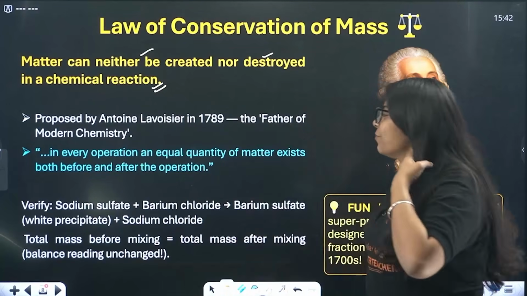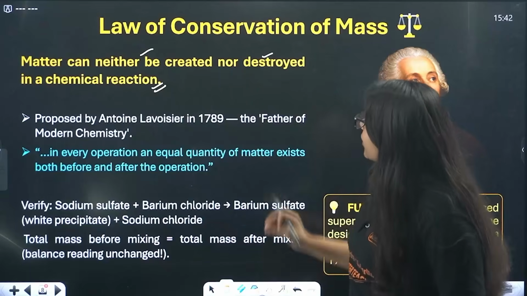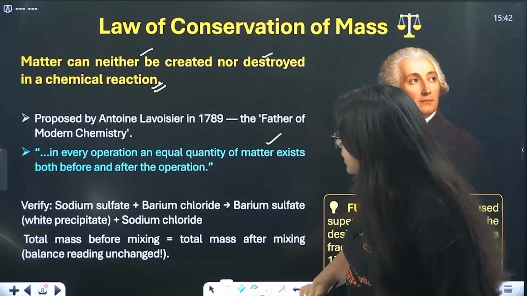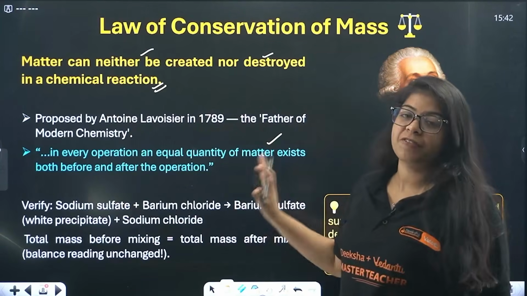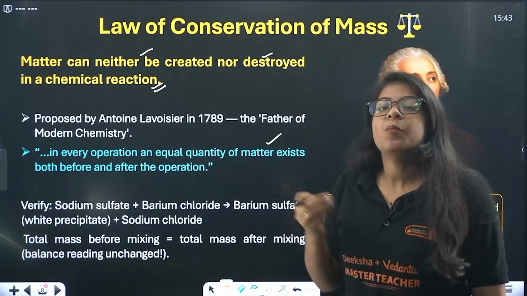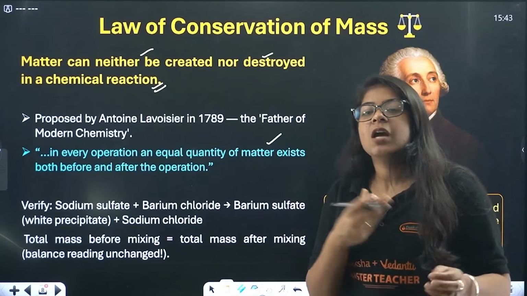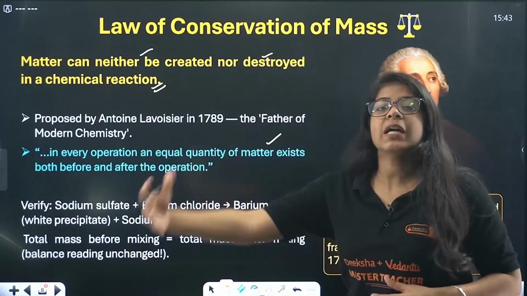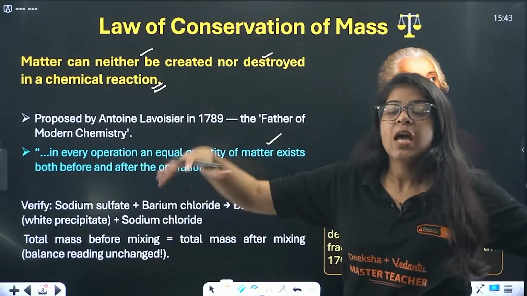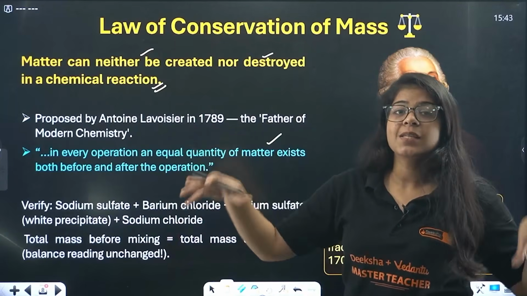Okay, so in every operation an equal quantity of matter exists both before and after the operation. Operation was what? Some chemical reaction, some physical change, some chemical change. Those are called the operation. So before the chemical reaction and after the chemical reaction, the mass of the matter remains the same.